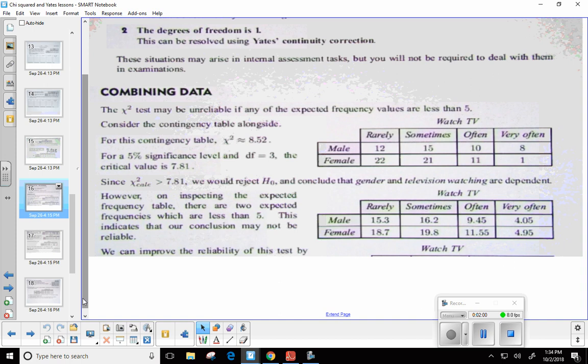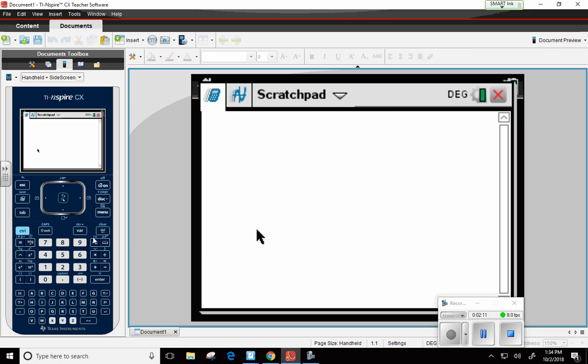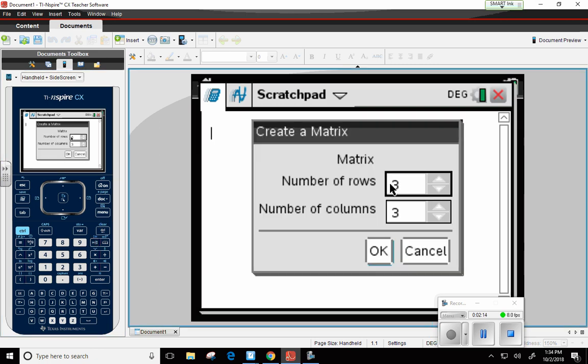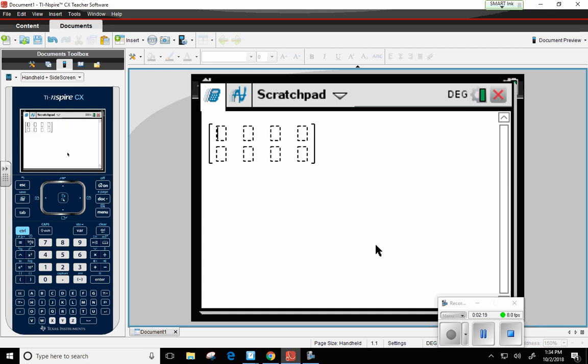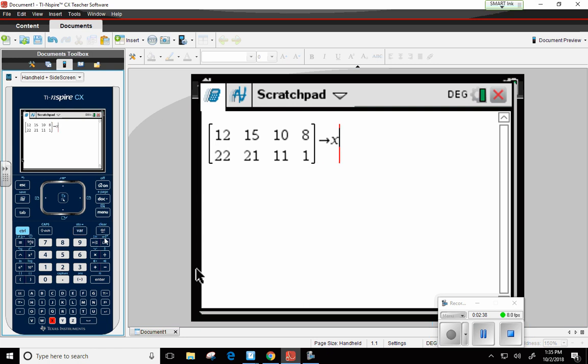Looks like we have categories of watching TV: rarely, sometimes, often, and very often, and we're going to break that up by gender, male and female. So this is a 2 by what? Okay, let's plug this in. 2 by 4. Let's plug in these values here. So 12, 15, 10, 8, and then 22, 21, 11, and 1. Now I would store this under some name or some letter.